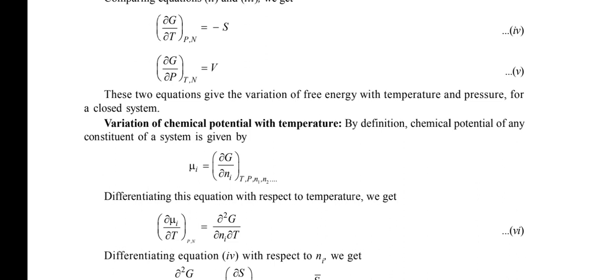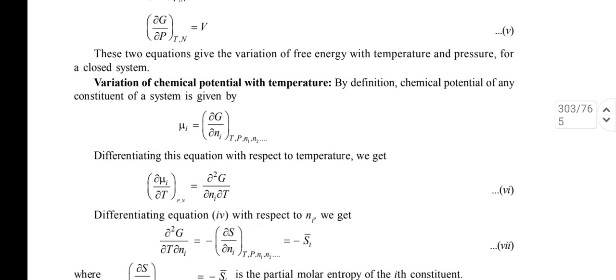Variation of chemical potential with temperature. By definition, the chemical potential of any constituent of a system is given by mu i equals (∂G/∂ni) at constant temperature, pressure, n1, n2. Differentiating this equation with respect to temperature, we get (∂mu i/∂T) at constant pressure and number of moles equals ∂²G divided by ∂ni ∂T.